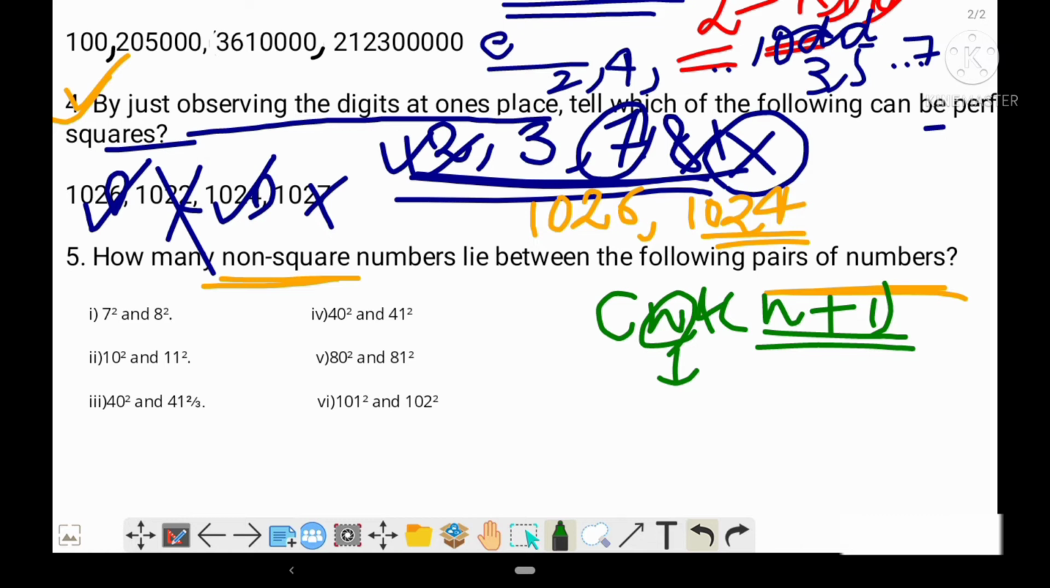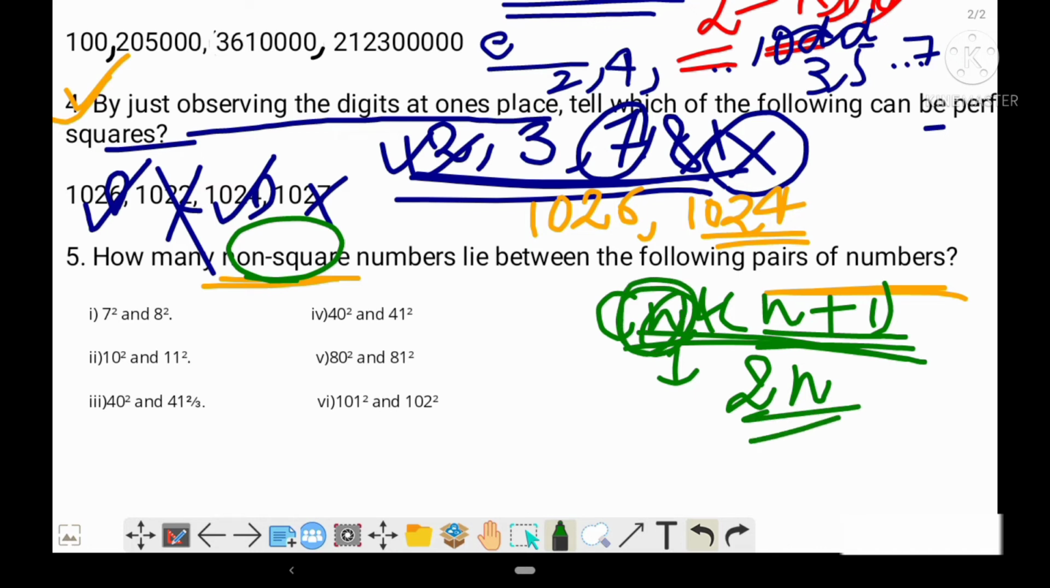So the formula for finding the non-square numbers is 2n. Whatever number you have been given, multiplying it by 2 will be your answer, meaning the non-square numbers that lie between that pair. So 2n is the formula you need to remember. Between n and n plus 1, the non-perfect square numbers are 2n. Okay, so on this basis you have to solve this question.